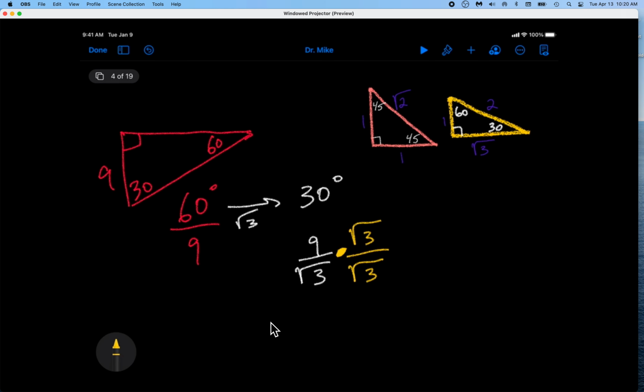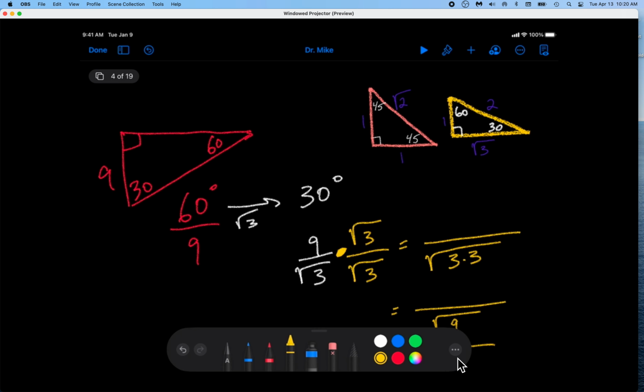So watch what happens when you do this. On the bottom, you're going to get square root of 3 times 3, which equals the square root of 9, which equals 3. So that's how you get rid of that radical sign. You multiply it by itself. You create a perfect square under a radical sign, namely 9. Square root of 9 is 3.